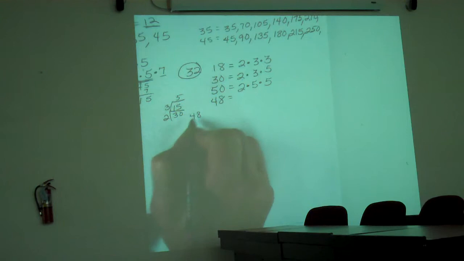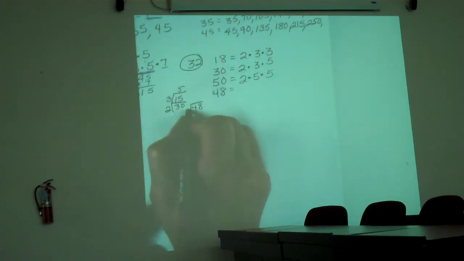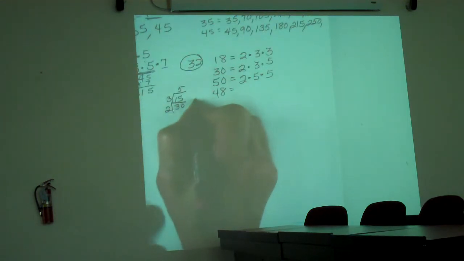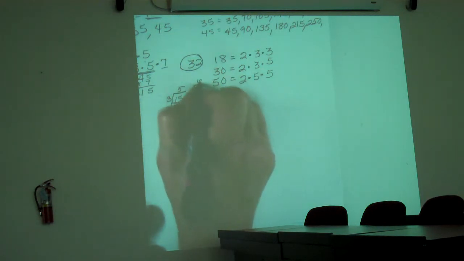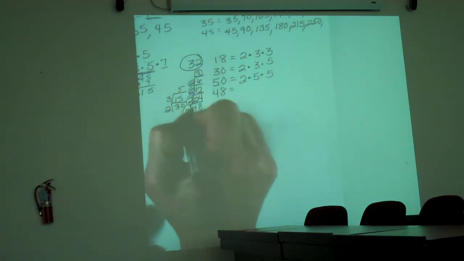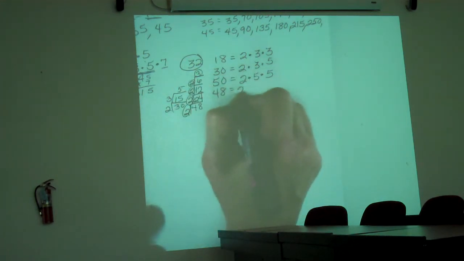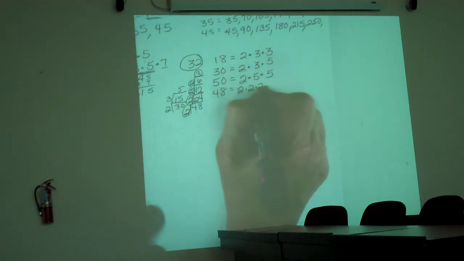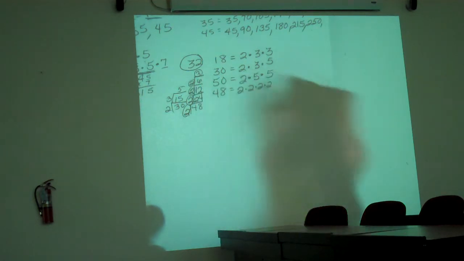48. Let's go and do that. Divided by 2 is 24. 24 divided by 2 is 12. 12 divided by 2 is 6. 6 divided by 2 is 3. So we got 2, 2, 2, 2. We have 4 2's and 1 3.